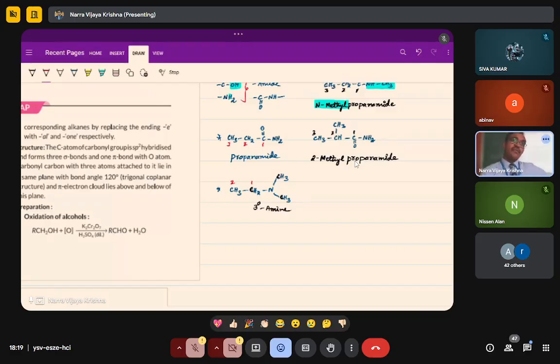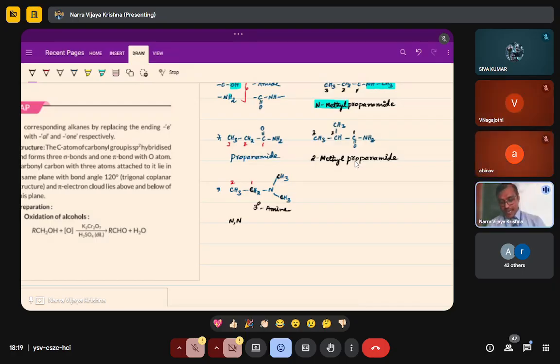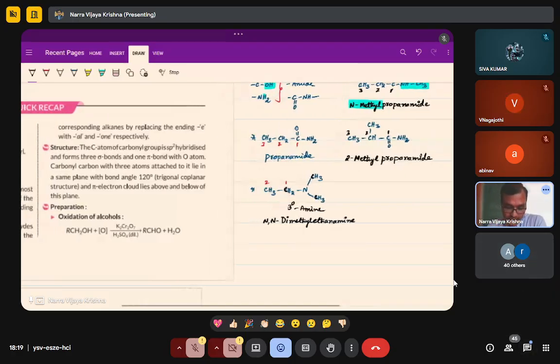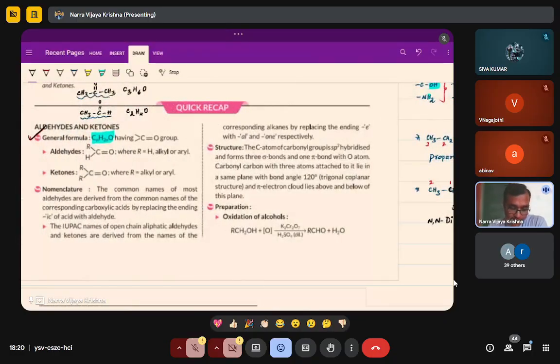So it is ethane. I call it as ethanamine, having branches. Where are the branches? On nitrogen. So what do I have to name it as? N comma N, since there are 2 of them. So N comma N dimethyl ethanamine. Is it clear? Understood now for everyone? Yes, sir. Right. So we are done with nomenclature.